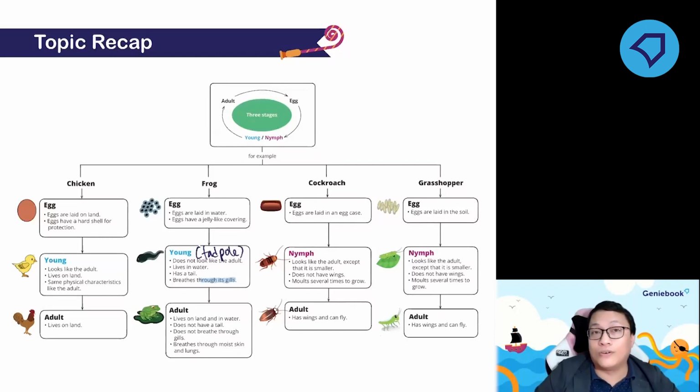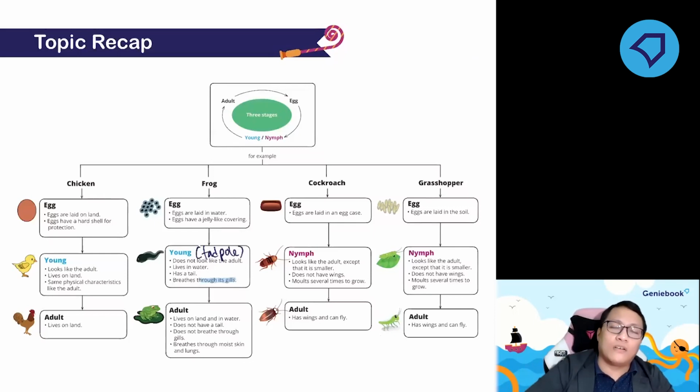Then, how about the cockroach? I think most of you do not like cockroaches. I don't like cockroaches as well. It feels weird. Now, cockroaches are insects, and most insects reproduce by laying eggs. So the first stage of cockroach life cycle is the egg. The egg then hatches and becomes the young.